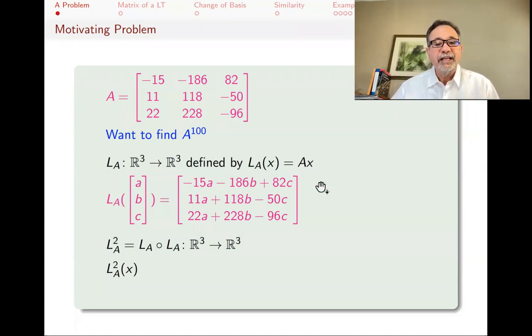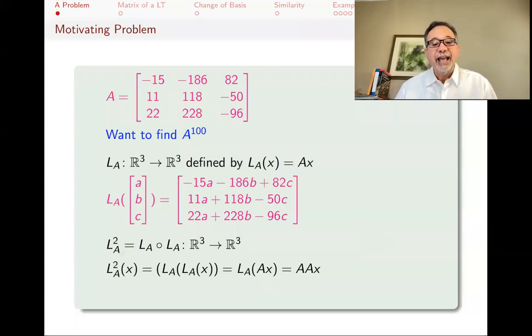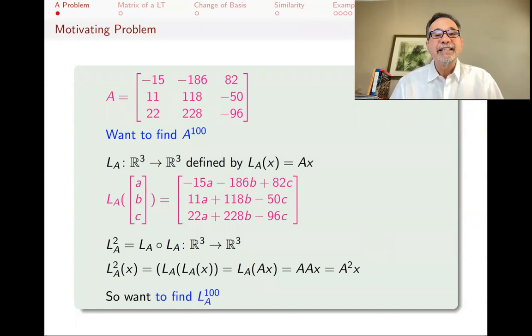Well, LA squared of x is going to be equal to LA of LA of x. That's what it means to compose LA with itself. Now, LA of x itself is A times x, and LA of that is A times that. And so what we have is LA of Ax, and that's A times Ax, and that's the same as A squared x. So LA squared sends x to A squared x. So what does LA cubed, when you compose LA with itself 3 times, do to x? It sends it to A cubed x. So the thing that we really want to find is LA to the 100.